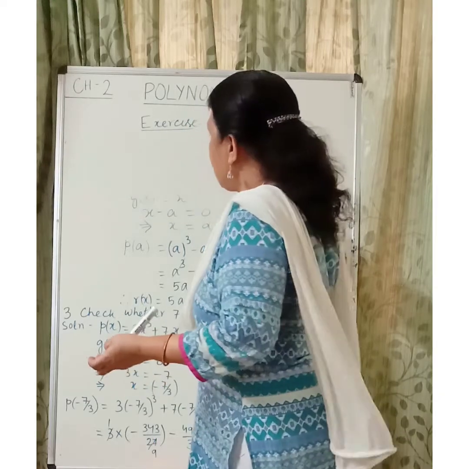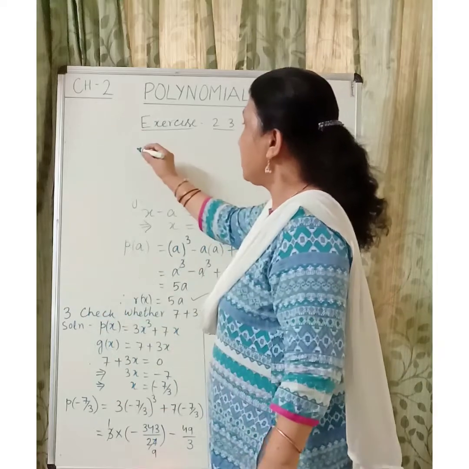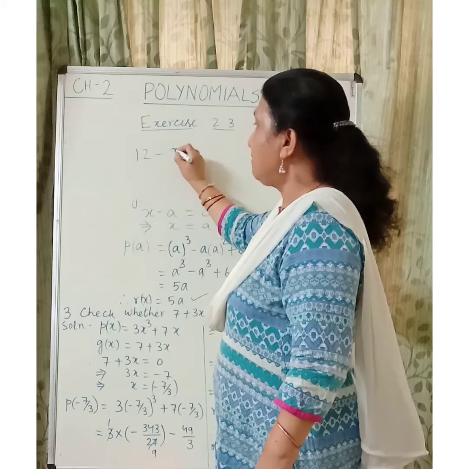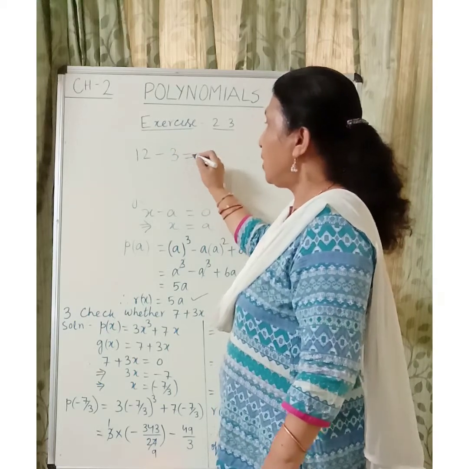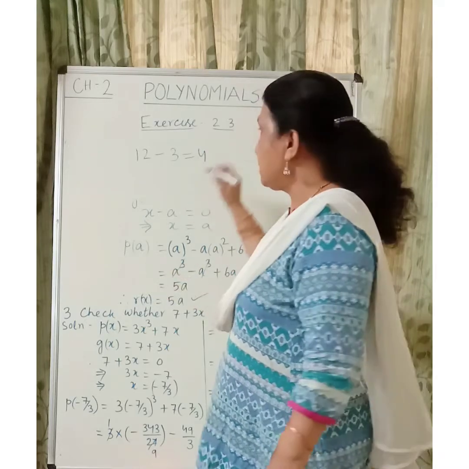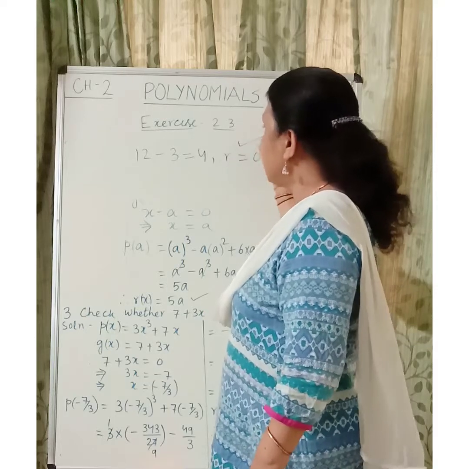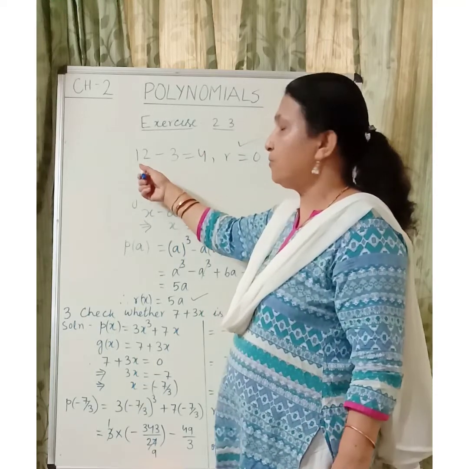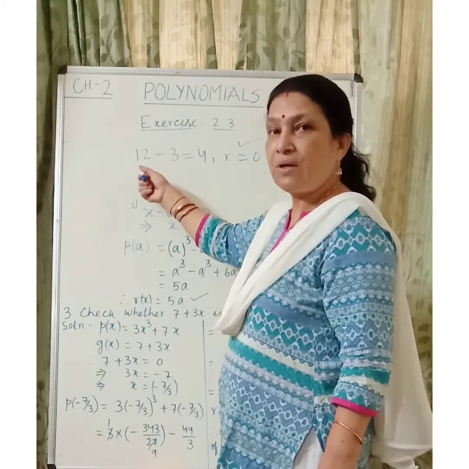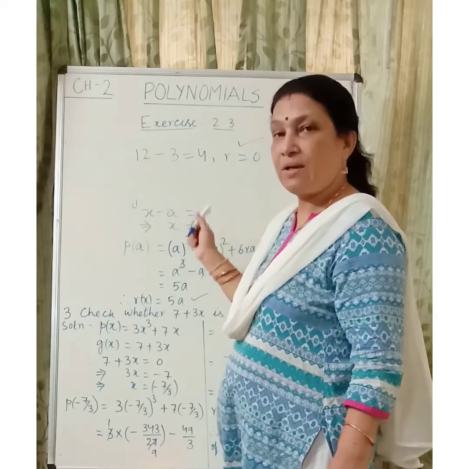Suppose I have 12 divided by 3. You can see this in your lower classes, just try to remember. 12 divided by 3, how much do you get? You get 4. In this case, what is the remainder? The remainder is equal to 0. So in this case, we say 3 is a factor of 12 as well as 4 is also a factor of 12. We can say 3 and 4 both are factors of 12.